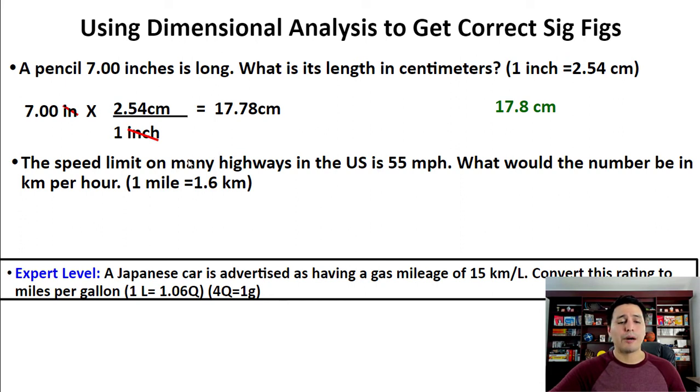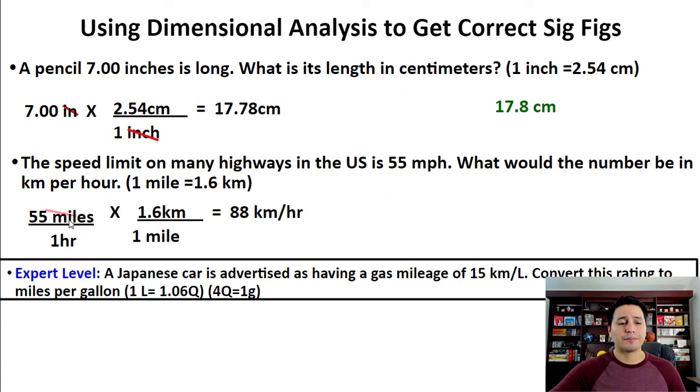So question 2 reads, the speed limit on many highways in the US is 55 miles per hour. What would the number be in kilometers per hour? We want to start off with 55 miles over 1 hour. Now to get rid of miles, we have the conversion here. 1 mile is equal to 1.6 kilometers. So at this point, miles will get rid of miles, and we're stuck with kilometers per hour.